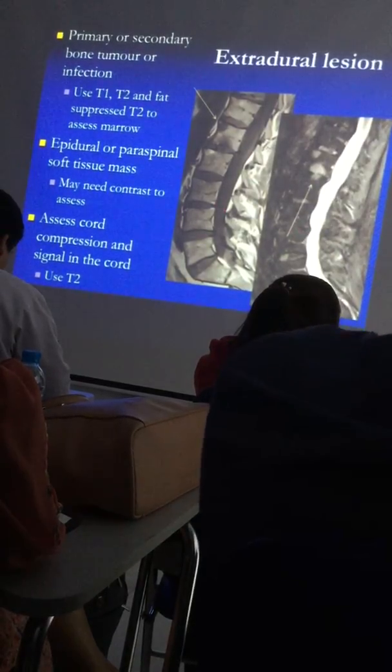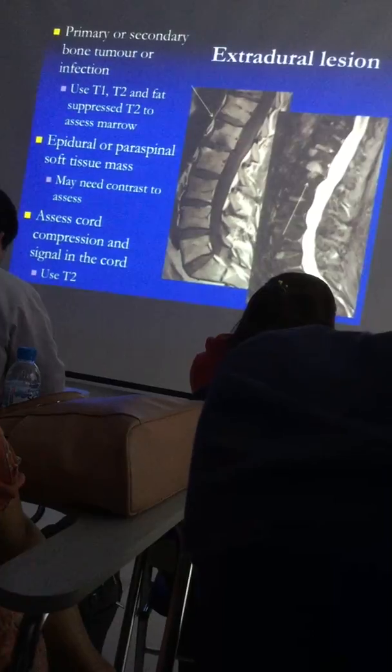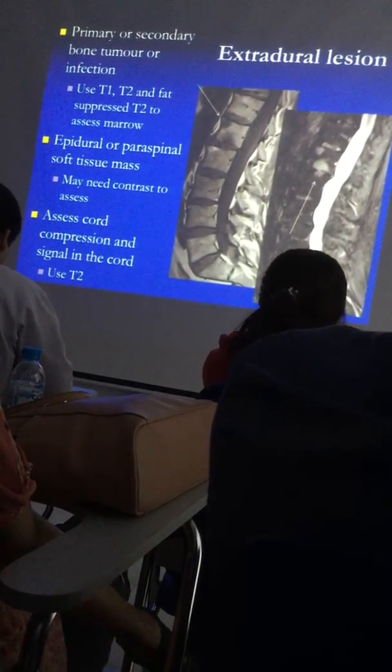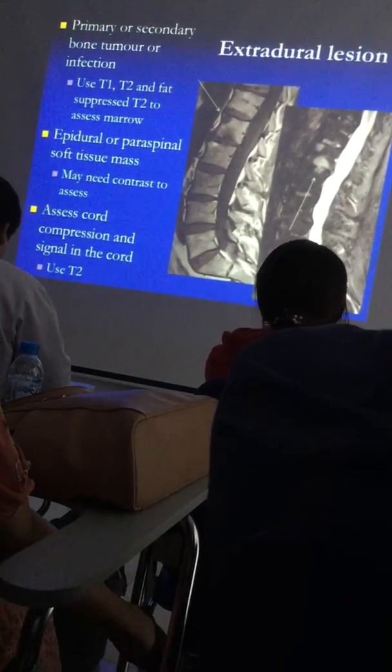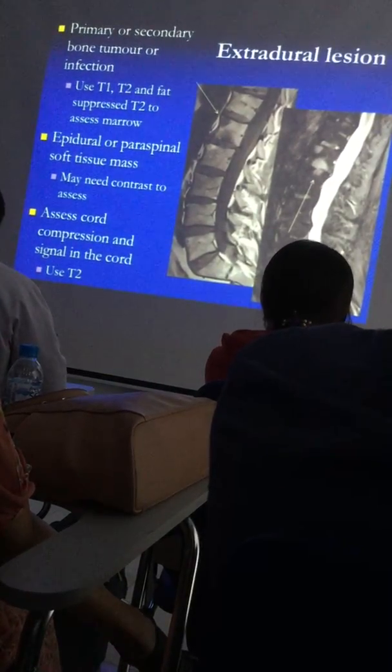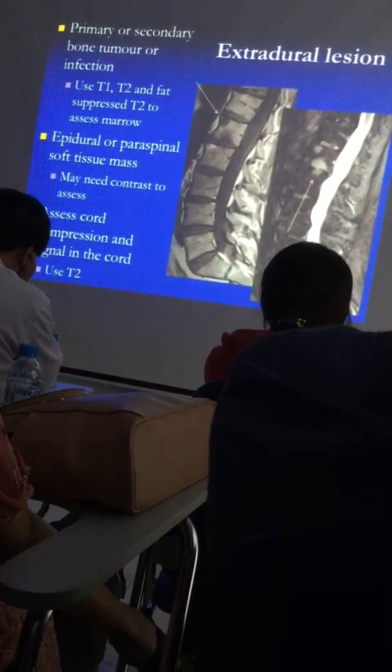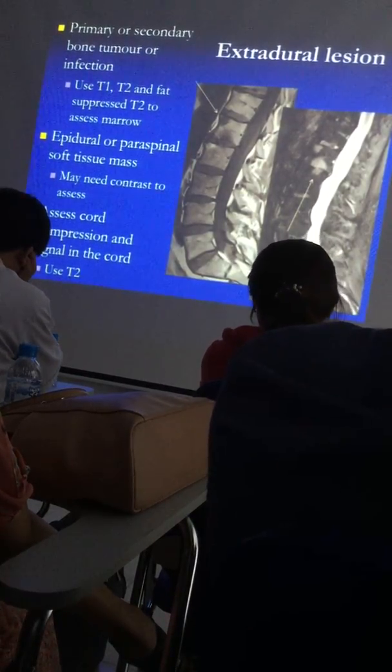If it's a Modic 1, which this almost is, it's dark on the T1s and bright on the fat suppressed T2. So what that's saying is there's edema. It's edema versus fat. Fat means it's been there for a long time, edema means it hasn't. But this is actually not a Modic change, this is another metastasis.